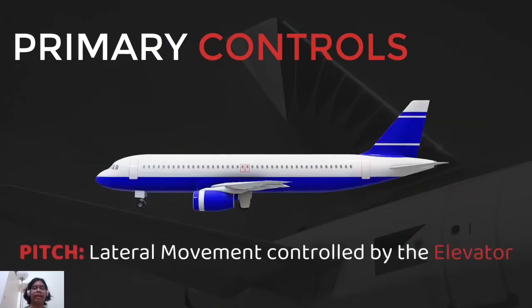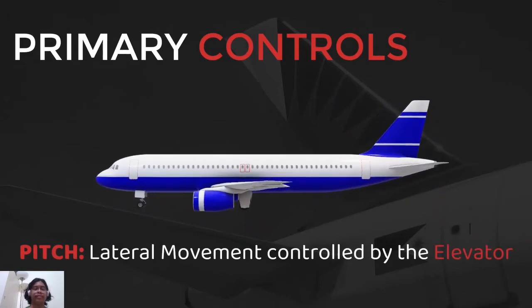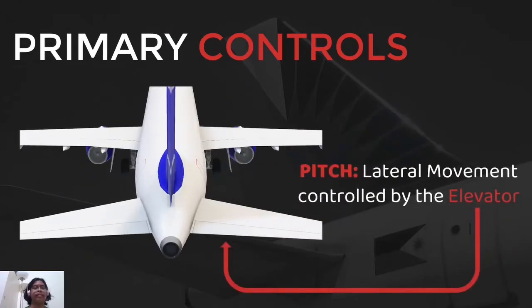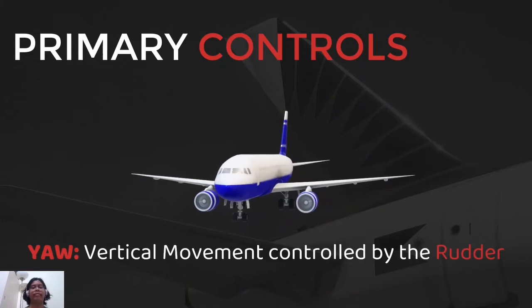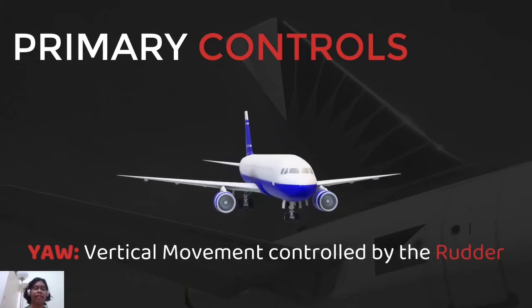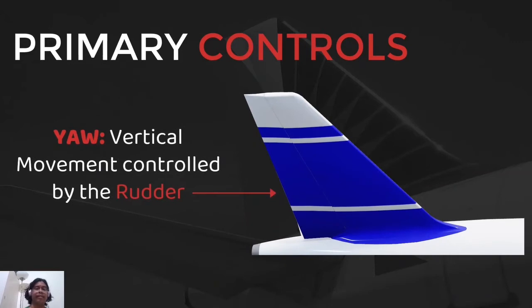The nose up or down movement about the lateral axis is also called pitch, which is controlled by the elevator usually mounted on the horizontal stabilizer of the empennage. And lastly, the direction where the nose points or movement about the vertical axis is also called yaw, which is controlled by the rudder on the vertical stabilizer of the empennage as well. Additionally, the rudder also controls nose wheel steering if the aircraft is taxiing or on the ground.